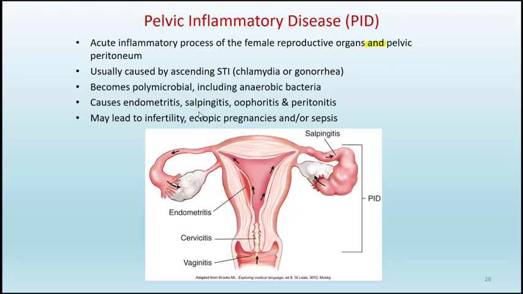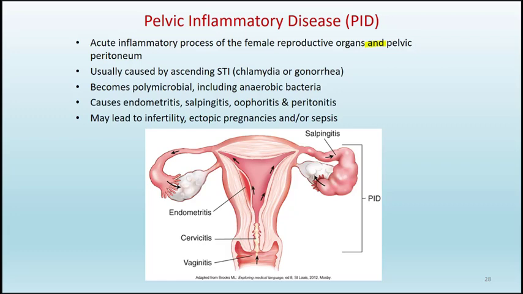You can see here the terms endometritis, salpingitis, oophoritis, and peritonitis. Endometritis, obviously that's inflammation of the endometrium, so that's the uterus. Salpingitis is inflammation of the fallopian tubes. Oophoritis is inflammation of the ovaries, and then peritonitis would be inflammation of the peritoneum.